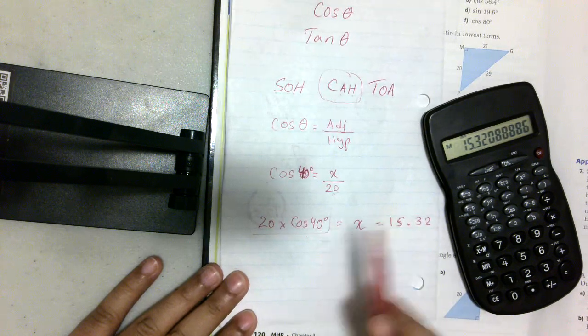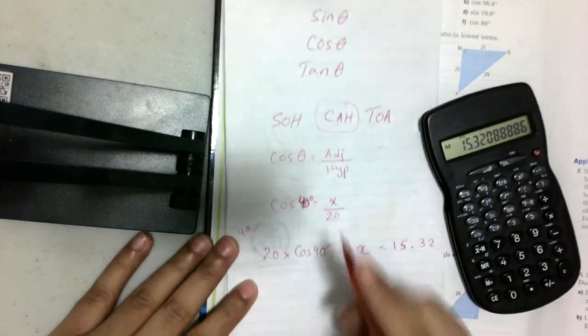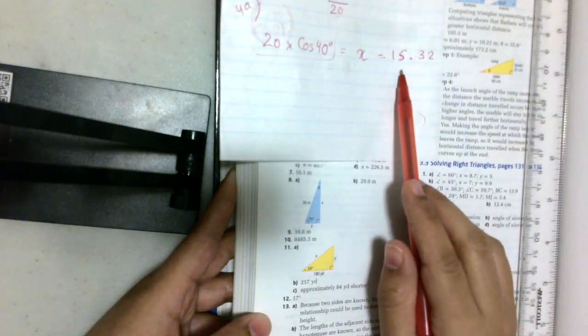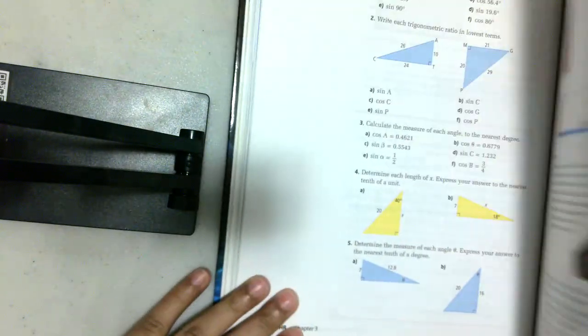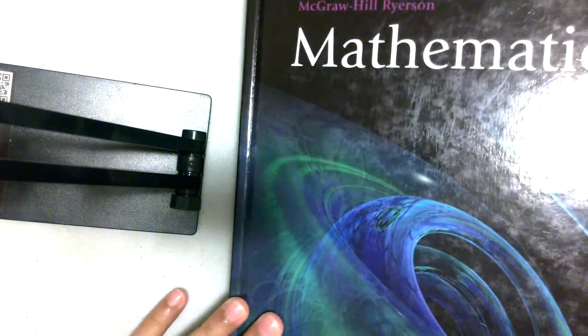We can check the answer at the back as well. So this is our question for A from the grade 10 textbook, and we can check the answer over here at the back. The answer for A would be 15.3, and we got 15.3 here as well. Okay, so we can do more questions. This is from page 120 for mathematics grade 10.